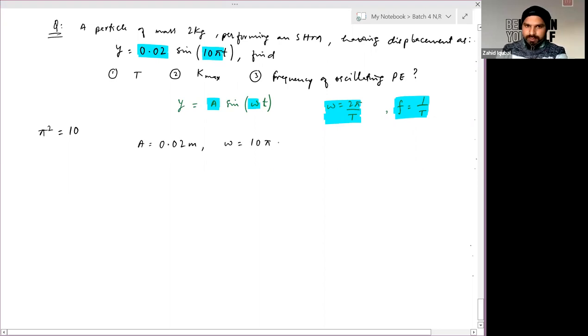Now just equate this equation to 2 pi by T, and pi will cancel out. So T will equal 2 by 10, that is 0.2 second. So this will be the time period of oscillating displacement. And frequency related to this part will be 1 by time period, that is 1 over 0.2. So it will be just 5 hertz.